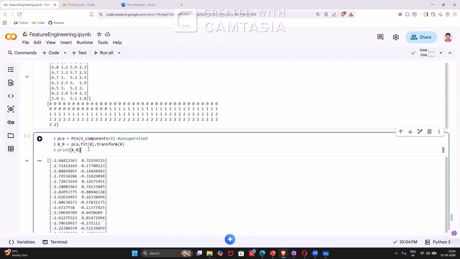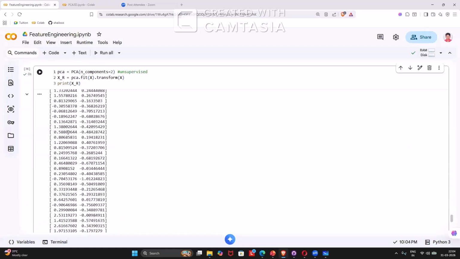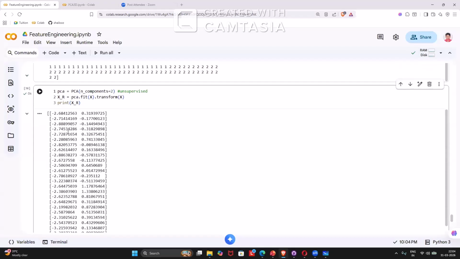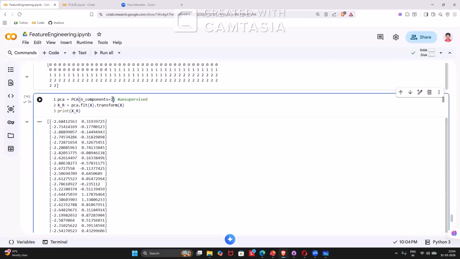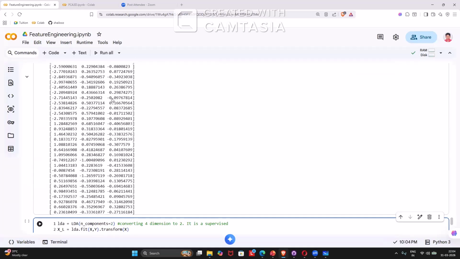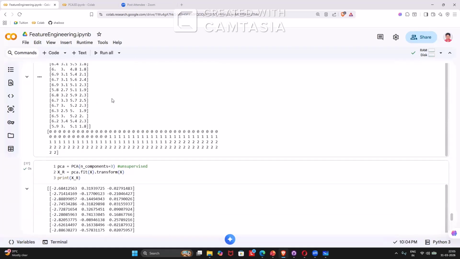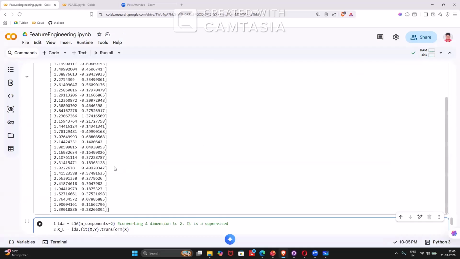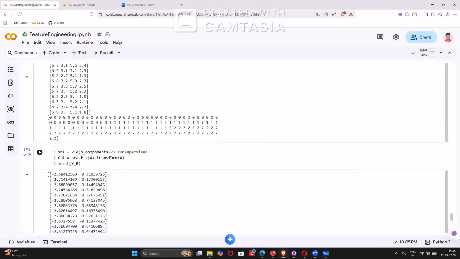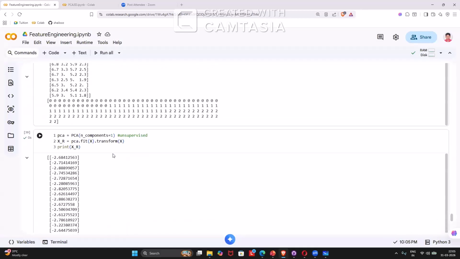Then every data point with 4 features is now reduced into what? 2 features. If you do this with 3 components, you can get 3 features. So there are 4 dimensions for iris data, and either you can reduce it into 3 or you can reduce it into 2, right? I have never tried with 1. 1 is also possible, I think. Yeah, 1 is also possible.